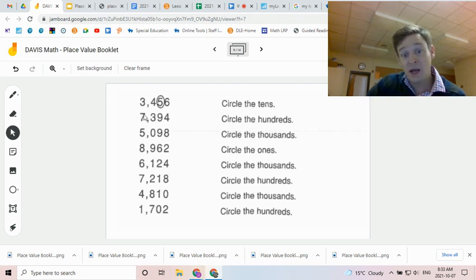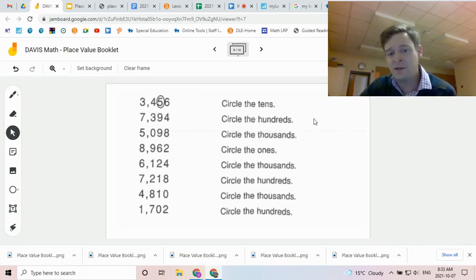This next question is kind of similar, but we're just working with the numbers and not putting them in charts. And you're going to look at each number, and it's going to tell you to identify one digit in that number. So you have to read carefully. The first one says circle the tens. So we're going to look for that tens column. We know the ones column is all the way on the right of the number, and the tens column is beside the ones. So we have the ones.